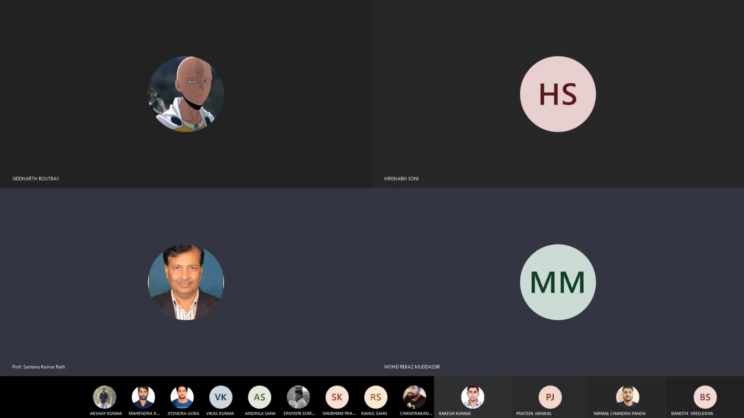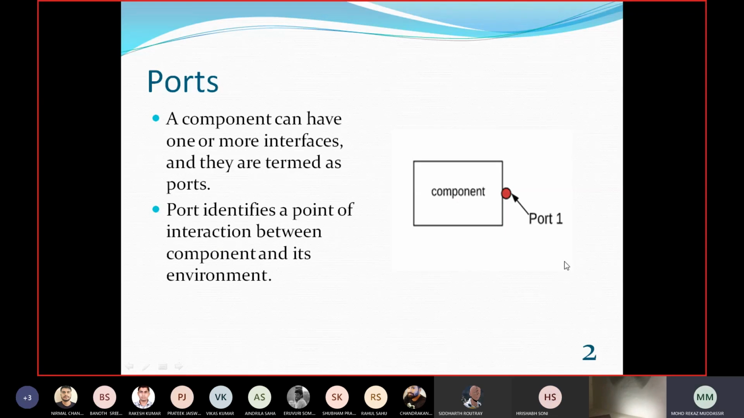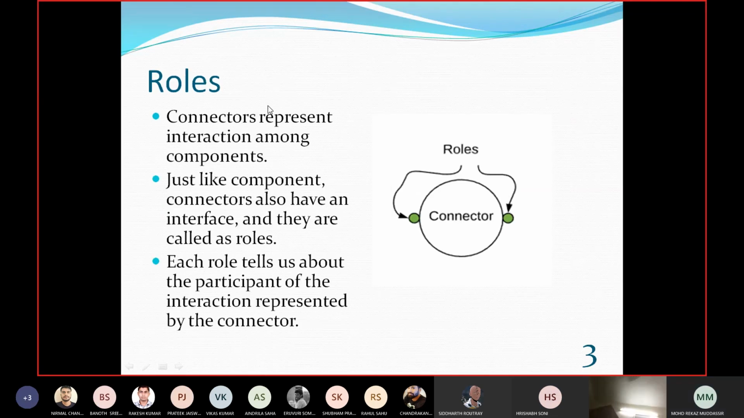Point of interaction between component and the environment. So yeah, and what are roles? Connectors. What are what connect interact?